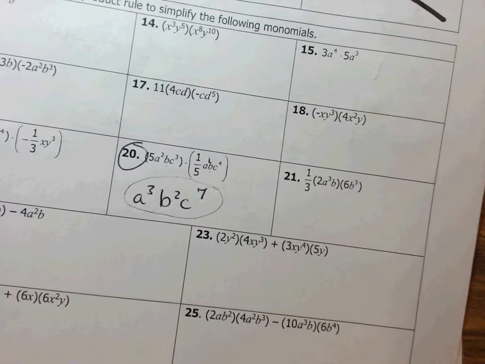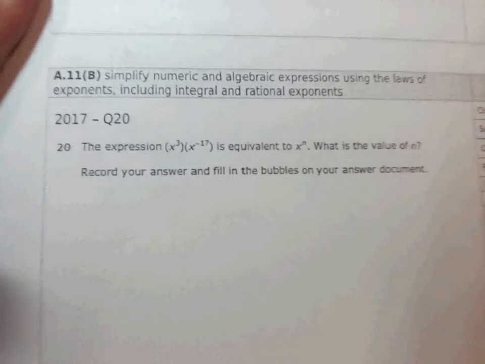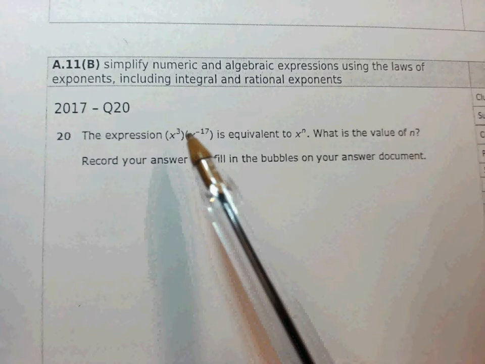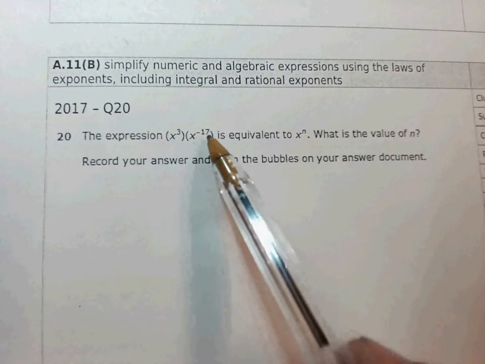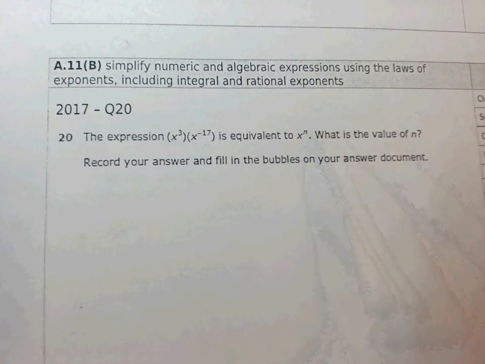Okay. There is one last one. This one might be a little confusing. That's why I want to make sure we hit it. So this one says the expression x cubed times x to the negative 17, so you're seeing a negative now, is equivalent to x to the n power. What is the value of n?